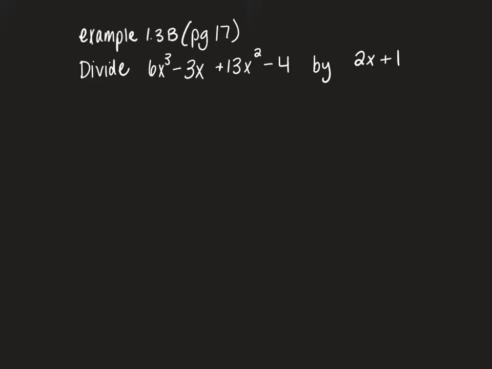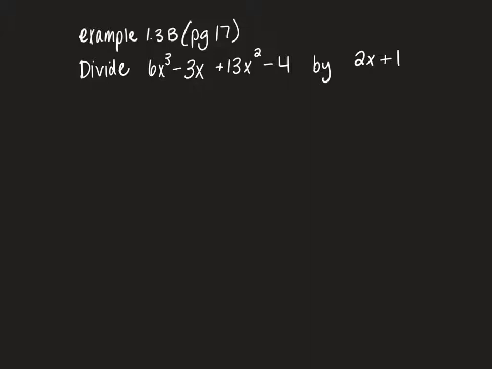Okay, and the next method we're going to learn is polynomial long division. Right, so if you thought your days of long division were over, think again. So let's see what an example of that would look like. Okay, so this is the example that's on page 17 in your book. So it says divide 6x cubed minus 3x plus 13x squared minus 4 by 2x plus 1.